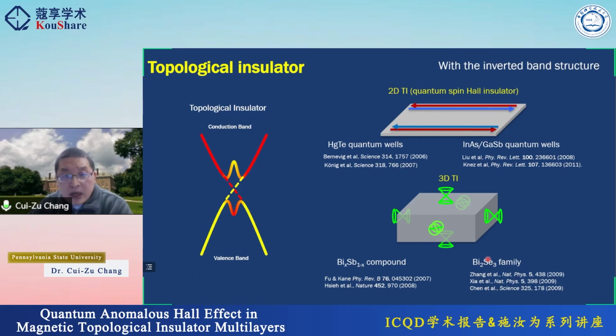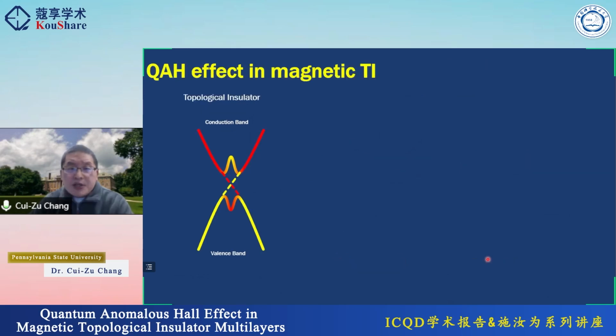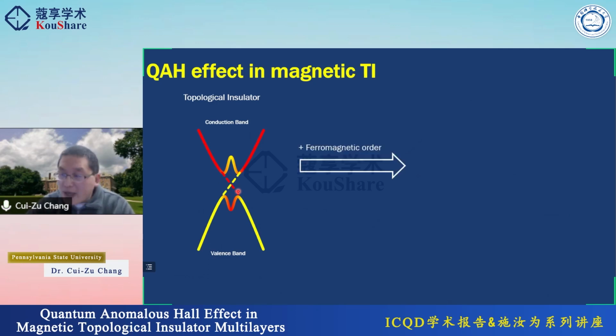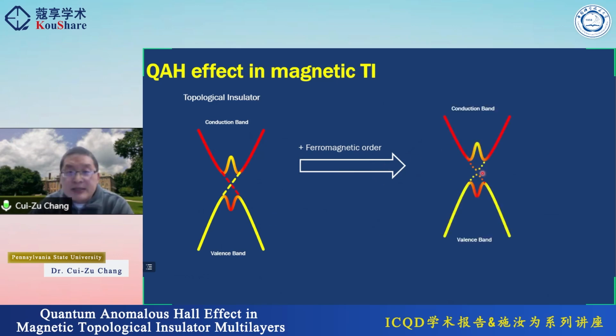So that is why we choose the topological insulator for the realization of the quantum anomalous Hall effect. Next, I will show you how we could use the topological insulator to realize the quantum anomalous Hall effect. This is a topological insulator, and as I just introduced, this is the Dirac surface state, which is protected by the time reversal symmetry. When ferromagnetic order is introduced into this topological insulator, a gap will open at the Dirac point.